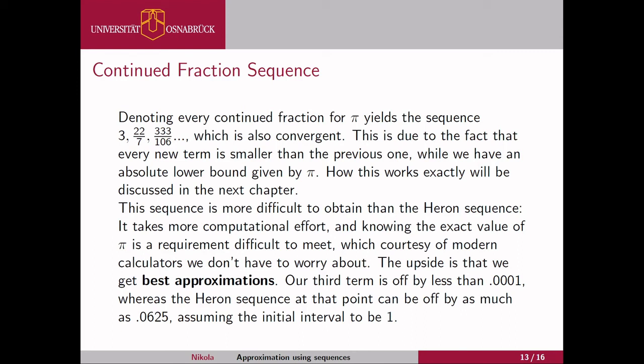It is off by less than 1,000th, whereas the Heron sequence at this point can be off by as much as 0.0625, which is about 6%, assuming the initial interval to be 1. So we are far more precise.